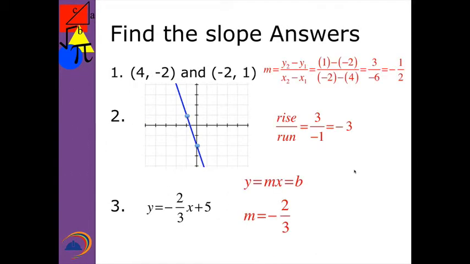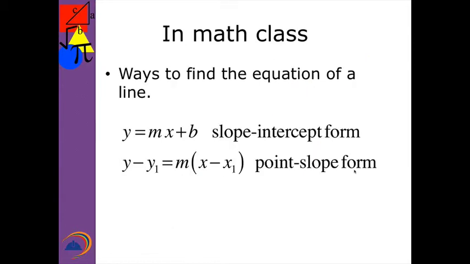Okay, let's go and see if I got the right answers. Looked like we had exactly the same answers. Excellent. That makes me very happy. Now, in math class, we have two ways we can do it. We remember y equals mx plus b is called the slope-intercept form, and y minus y1 equals m times x minus x1 is called the point-slope form. Most often, people will use the slope-intercept form because it's just easier to remember.